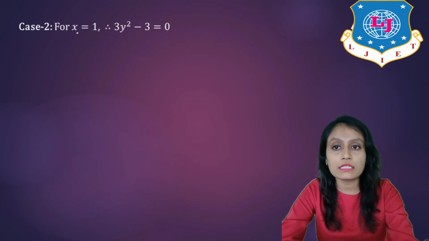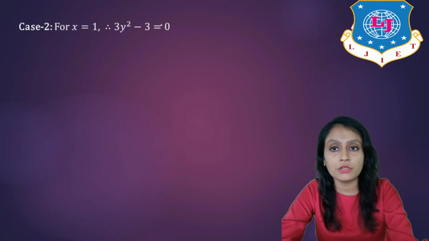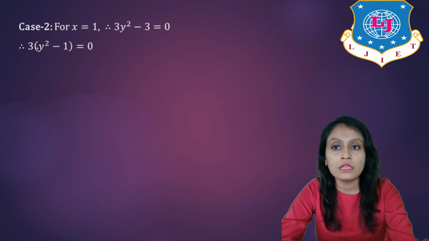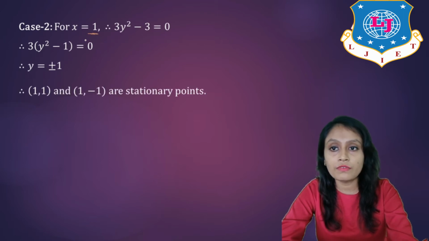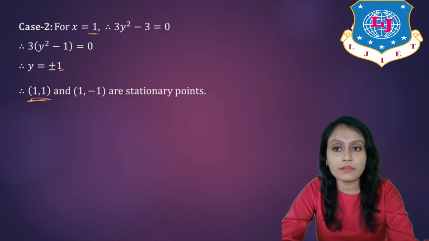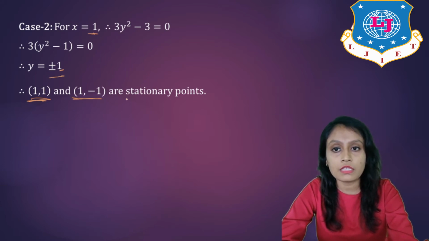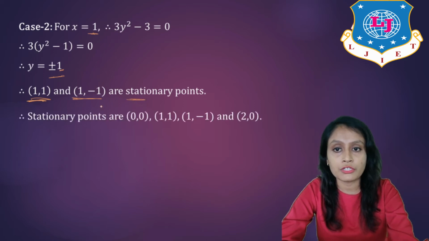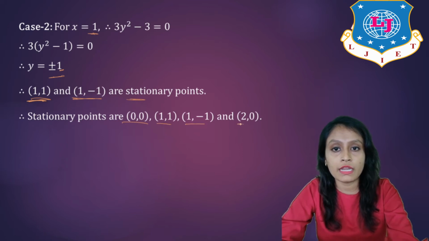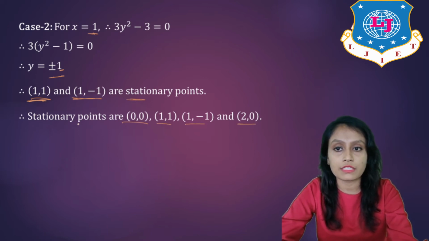Now we will substitute x is equal to 1 in that equation. On substituting you will get 3y square minus 3 is equal to 0. Take 3 common. So 3 into y square minus 1 is equal to 0. So you will get y as plus or minus 1. Now take x is equal to 1 and y is 1 first. So you will get one point, that is 1 comma 1. Then x is equal to 1 and y is minus 1. So you will get another point, that is 1, minus 1. So these 2 points are also stationary points. So in all we have a total of 4 stationary points, that is 0, 0, 1, 1, 1, minus 1 and 2, 0.